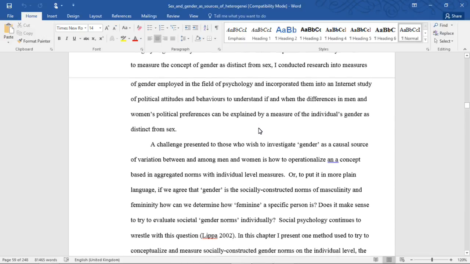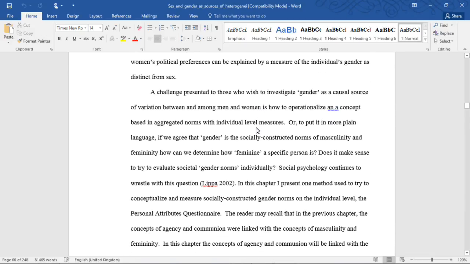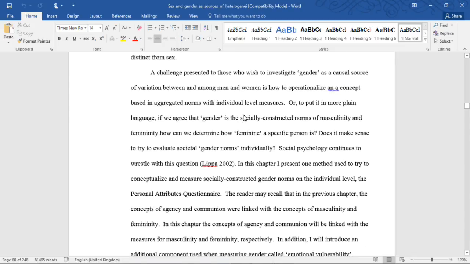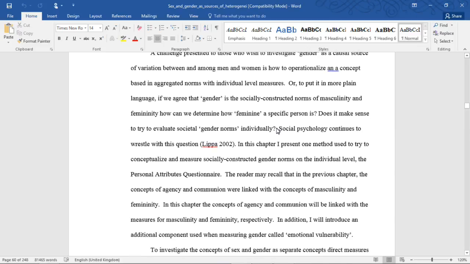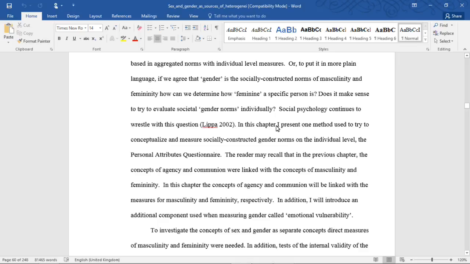A challenge presented to those who wish to investigate gender as a causal source of variation between and among men and women is how to operationalize a concept based in aggregate norms with individual level measures. Or, to put it in more plain language, if we agree that gender is the socially constructed norms of masculinity and femininity, how can we determine how feminine a specific person is? Does it make sense to try to evaluate societal gender norms individually? Social psychology continues to wrestle with this question.